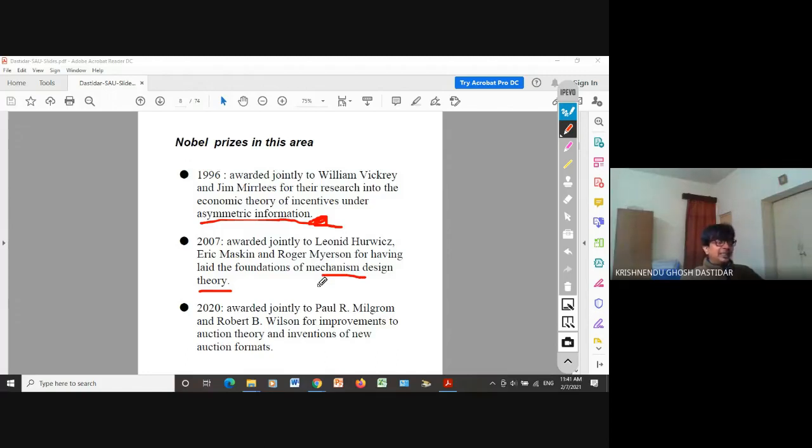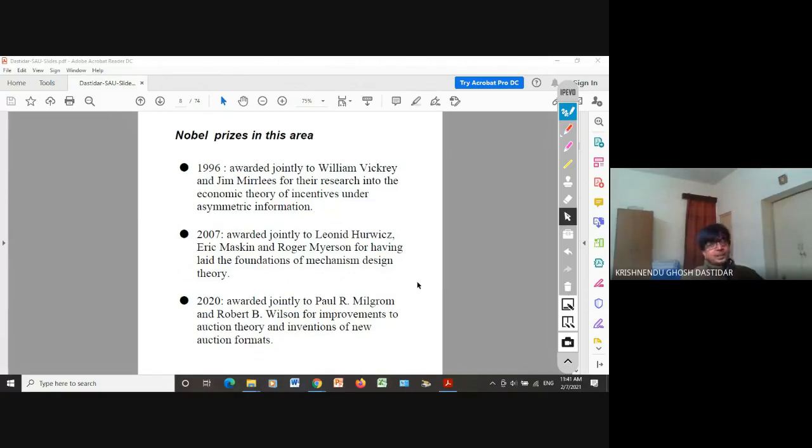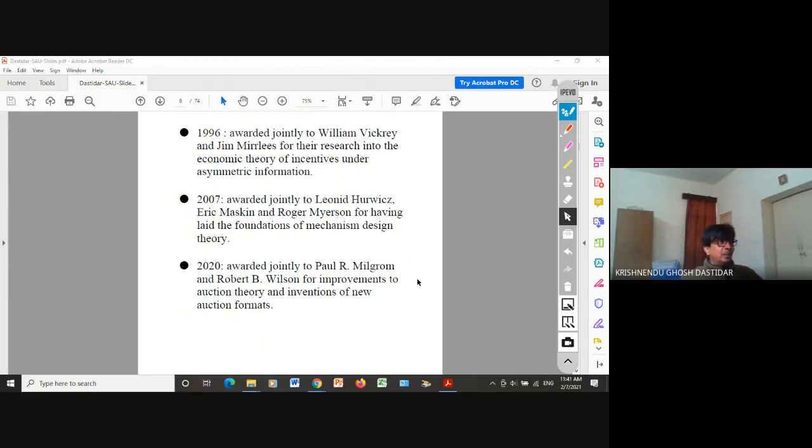And last October, the 2020 Nobel Prize in Economics was awarded to Milgrom and Wilson for improvements to auction theory and inventions of new auction formats. So you can well guess the importance of this area, just by the sheer number of Nobel Prizes being awarded in and around this area.